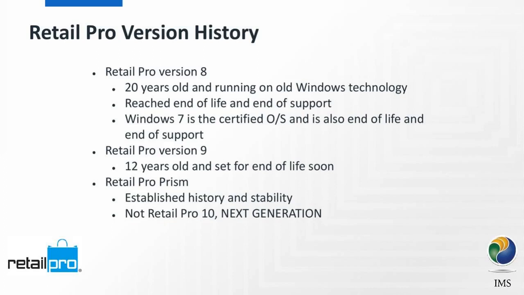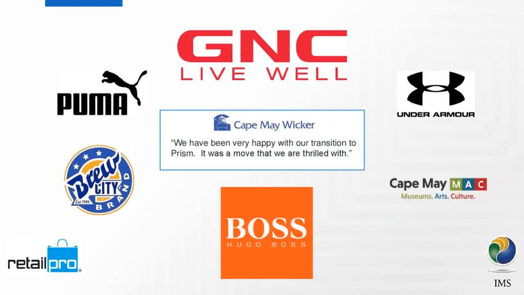Prism has a well-established presence among Retail Pro clients. So over those 5 years, we've picked up and upgraded anything from local retailers like Brew City Brands, Cape May, Museum Arts and Culture, to national and international brands like Puma, GNC, Under Armour, and Hugo Boss. So here's just a few examples of those, including our customer Cape May Wicker in the middle. I've been very happy with their move from version 8 to Prism. And we can provide multiple references that you can speak to directly about Prism and about the whole upgrade experience with IMS.